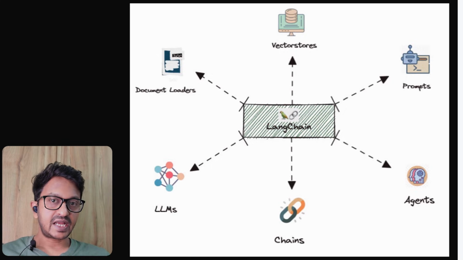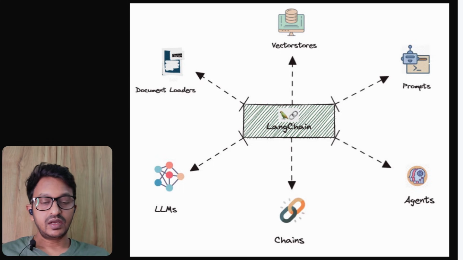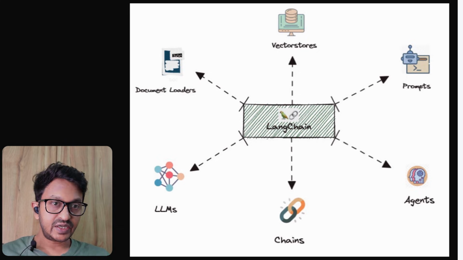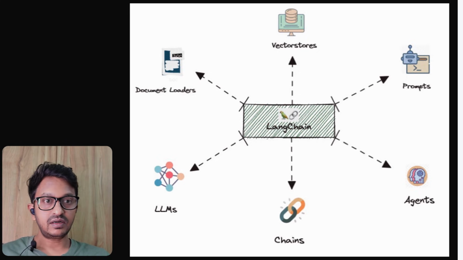So what exactly is LangChain? LangChain is a framework founded by Harrison Chase. It is used for building applications with large language models. So it provides a standardized way to chain together different components in a sequential, linear manner to create LLM powered applications. So think of it this way, right?